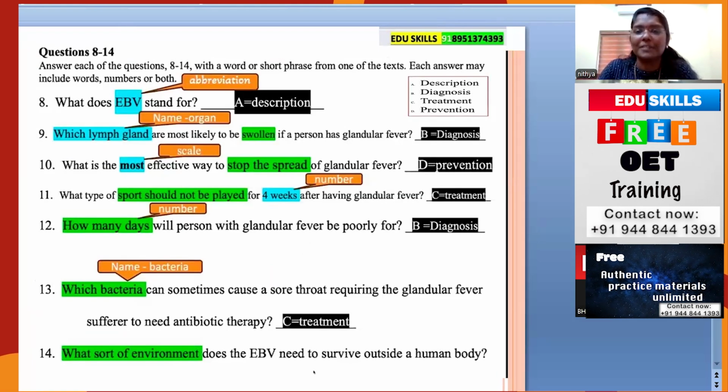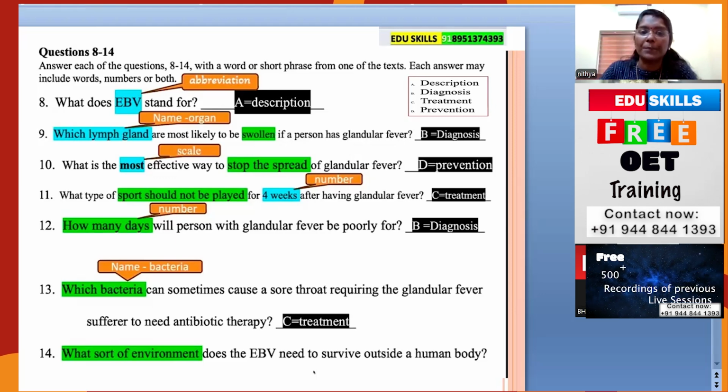Okay. Eighth question. What does EBV stand for? EBV is the abbreviation we already mentioned, in which text? A. Which lymph gland? That is the name of the organ. Which lymph gland is likely to be swollen if a person has glandular fever? Then that is text B, symptoms. Then what is the most effective way to stop the spread of glandular fever? Which text? Text D, prevention. Okay.